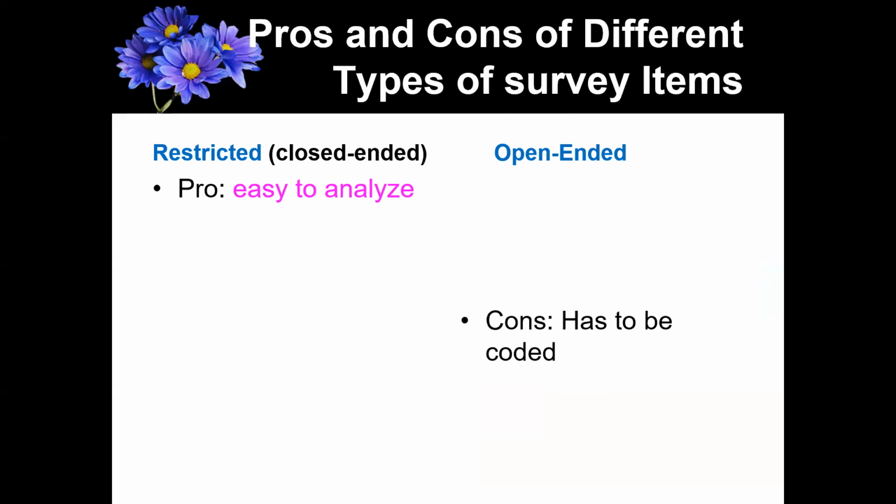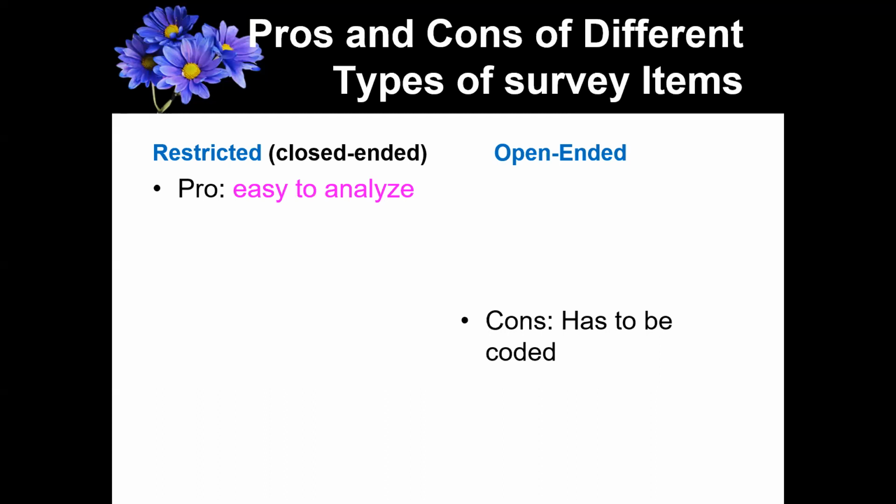So that could be a whole other topic about how you code open-ended answers, qualitative research design. We won't go into that too much, but the basic downside of using open-ended is that it has to be coded in some way.